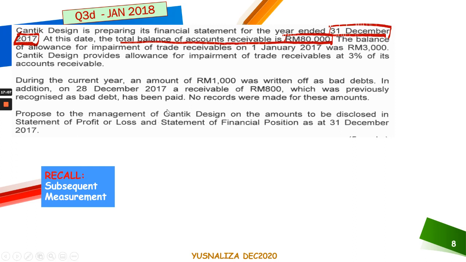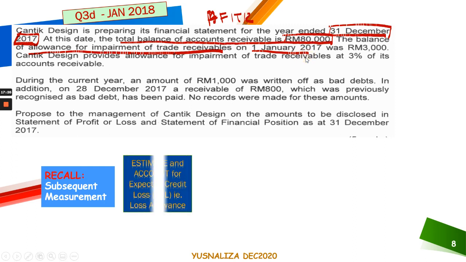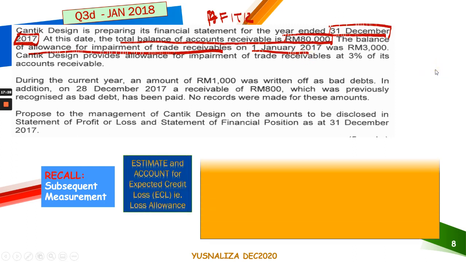So the balance of allowance for impairment of receivable, I will use AFITR as a short form or acronym for that. On 1st of January, which is the beginning of the year, it was 3,000.